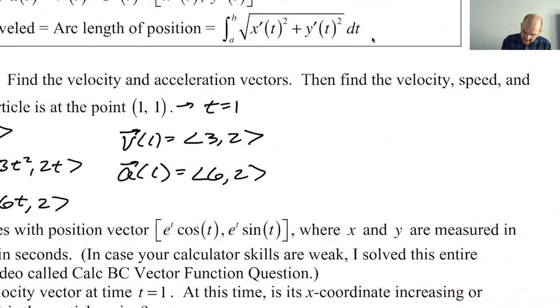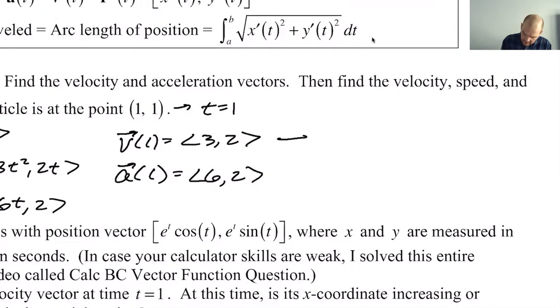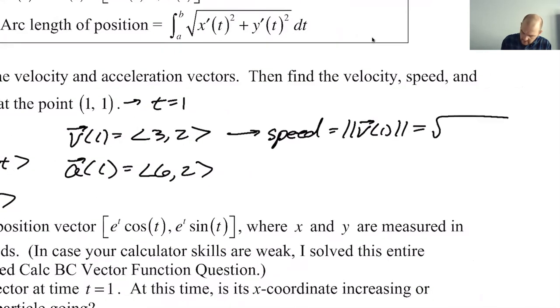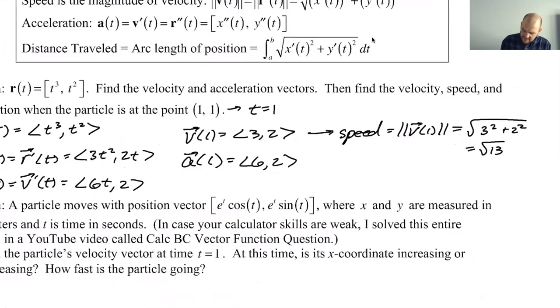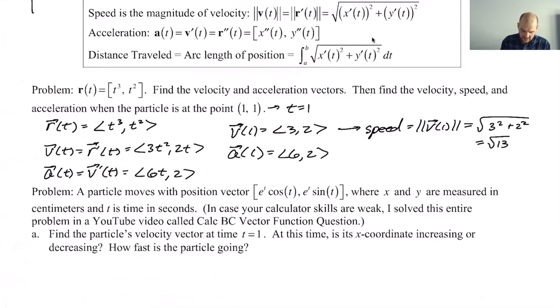Now, speed is the magnitude of velocity, so the speed is going to be the magnitude of v of 1, which in this case is going to be the square root of 3 squared plus 2 squared, so the square root of 9 plus 4, the square root of 13. That's velocity, speed, and acceleration when the particle is at the point 1, 1. Those are your answers. Not really bad, I don't think.